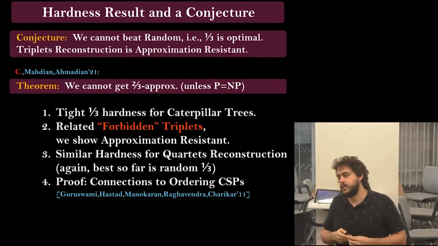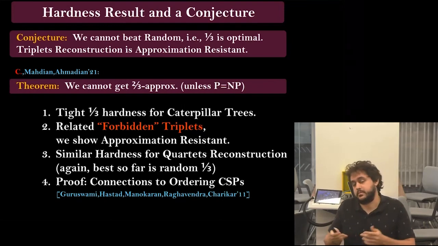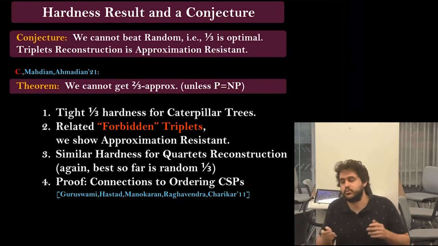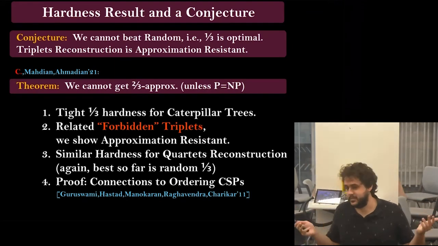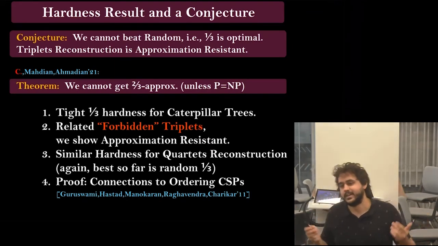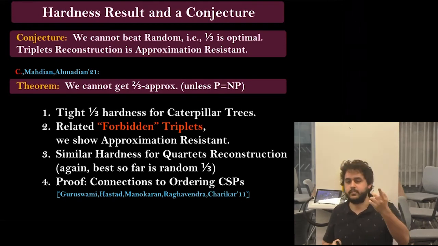So I don't know. I think we could live in a world where both of them have a 58% approximation, and we don't know it yet. Yeah. Because my hardness is only 66%.